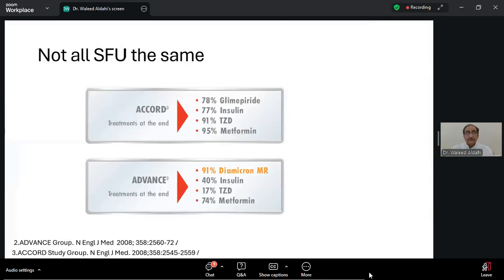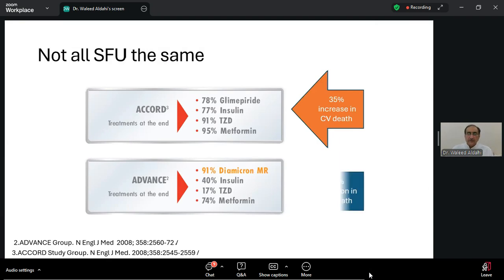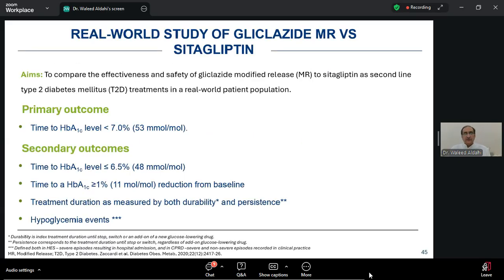Also, when you look at combined major macrovascular and microvascular disease, it was in favor of gliclazide compared to the standard control. When you compare sulfonylureas together, we know from ACCORD, where they used 78% glimepiride and insulin and TZD 91%, you can see that there was an increase in cardiovascular death. But in ADVANCE, where they used 91% gliclazide, 40% insulin, 17% TZD, less TZD, there was a 12% reduction in cardiovascular disease. So still you have options.